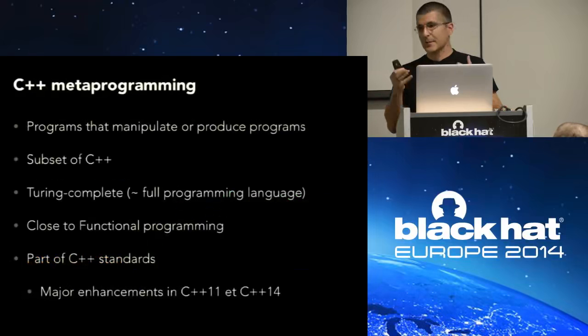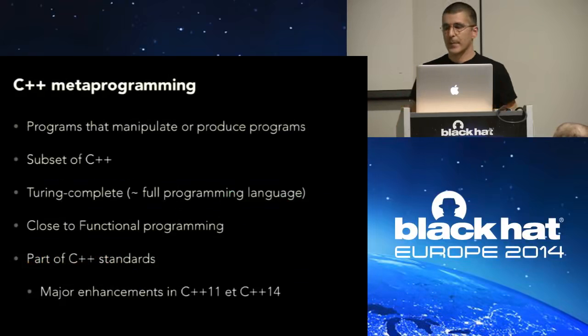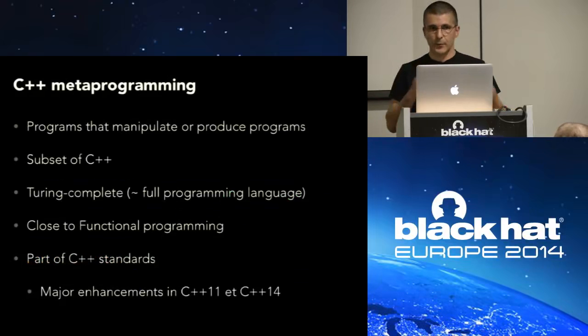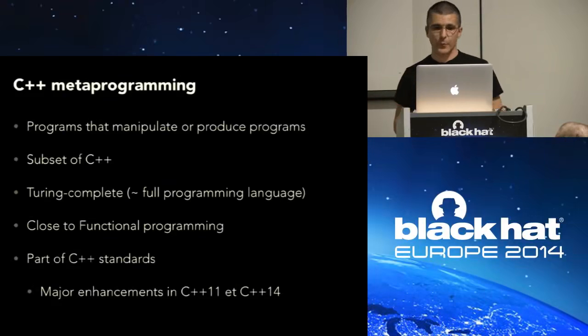And this is C++ metaprogramming. Instead of a normal program manipulating and computing data, in this case, you are computing on types. And based on that, you can generate different code. It's a subset of C++. It's Turing complete. It means that it's a full programming language. It's very close to functional programming. For example, you don't have variables. You have to use recursion or tricks like that. And it's part of the C++ standards.